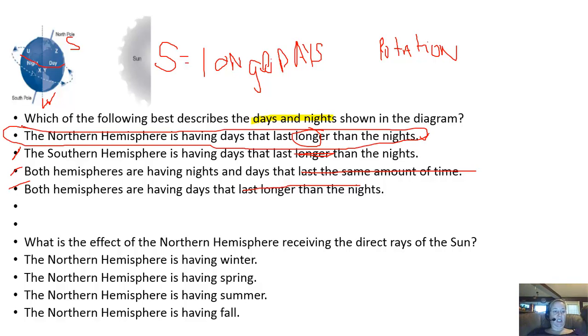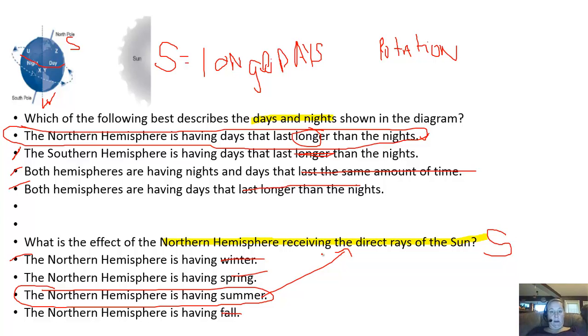That was a great question. It kind of involved both. What is the effect, and let me highlight here, of the northern hemisphere receiving the direct rays of the sun? Well, if the northern hemisphere is having the direct rays of the sun, that means that they're in summer. So the northern hemisphere is having winter? No. They would be having less direct rays from the sun. Northern hemisphere is having spring? No. Fall? No. We know our best answer choice is going to be summer, because in summer you receive the most direct rays of the sun.